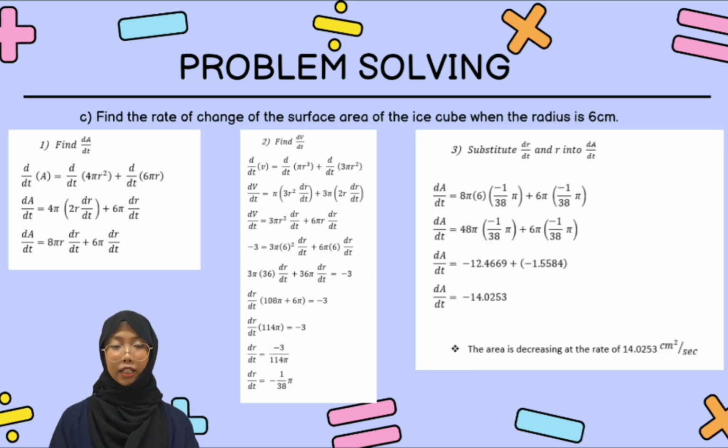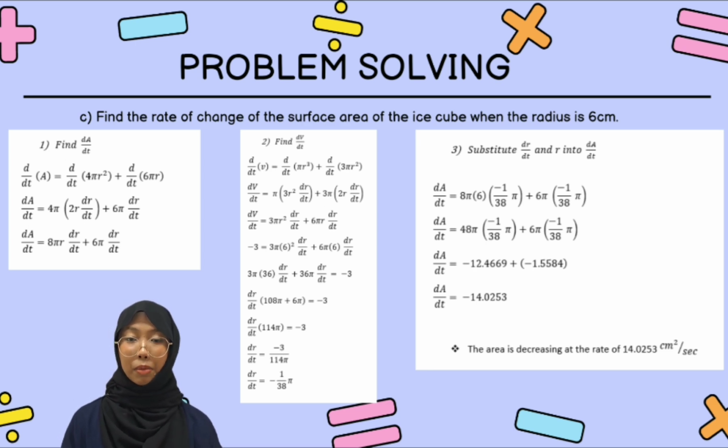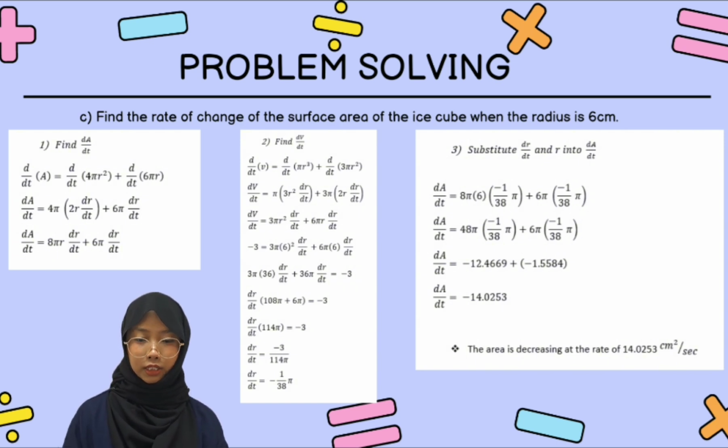and then make dr over dt the subject of the equation. Then we will get dr over dt equals negative 1 over 38 pi. Last but not least, we need to substitute dr over dt and r into dA over dt. We have dr over dt equal to negative 1 over 38 pi and r equal to 6, so we substitute that in dA over dt.